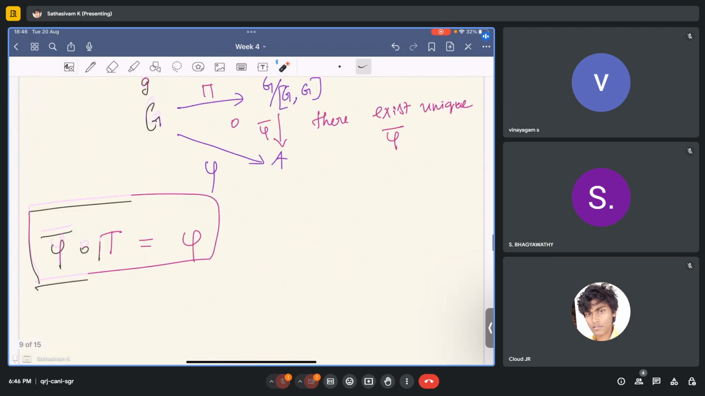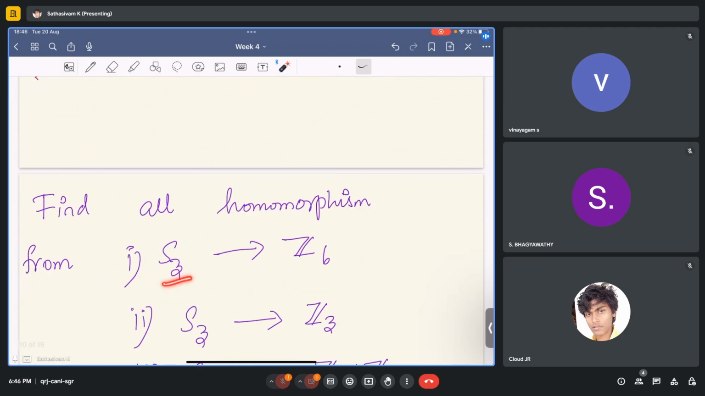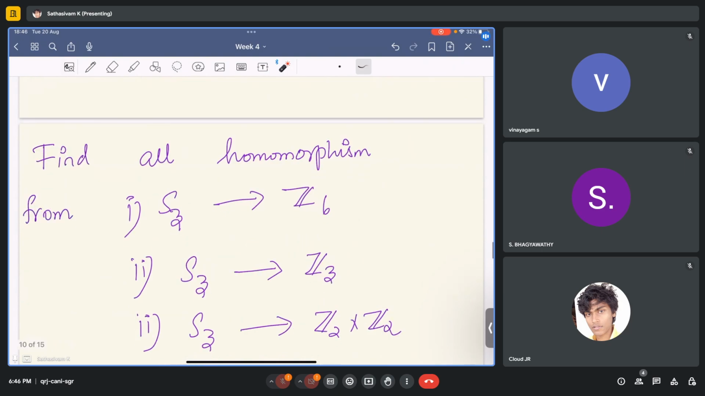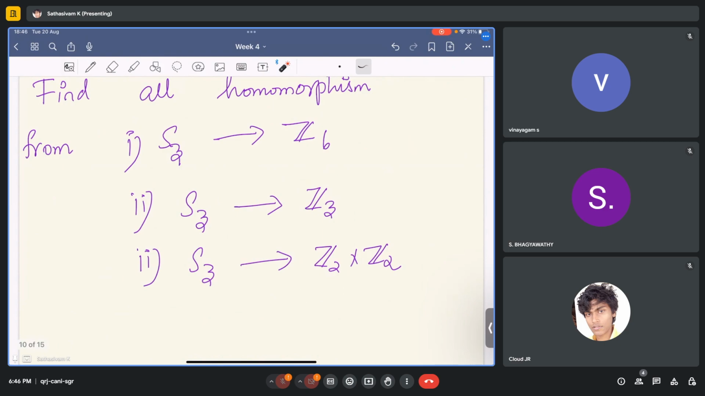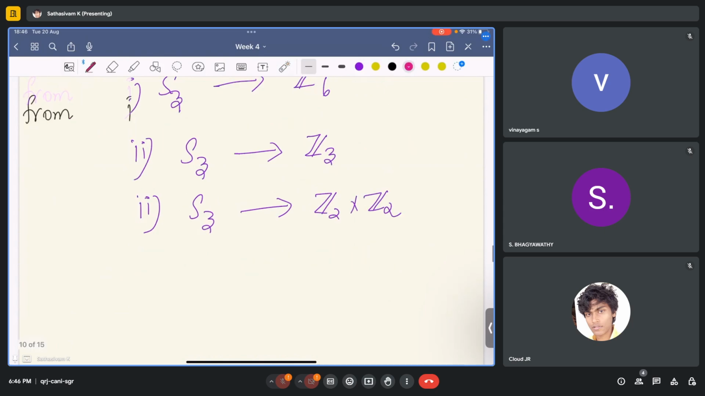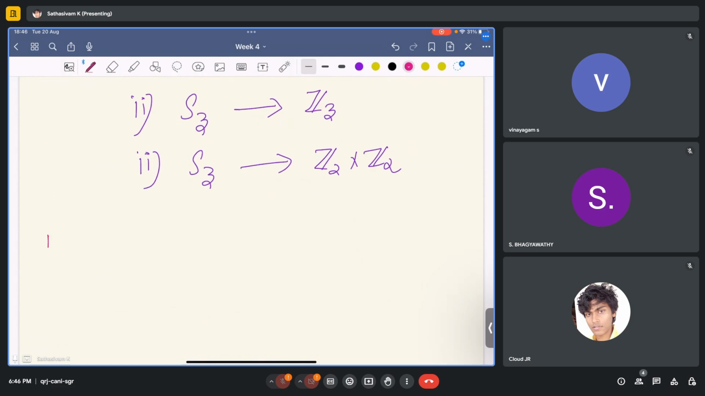So what you have to do is find the commutator of S3, and then you can quotient it out and you can do it. Okay, so that is one way, but there is another way. I will say using the first fundamental theorem, the first isomorphism theorem. One way, I will just hint at it, is you find the commutator of S3.